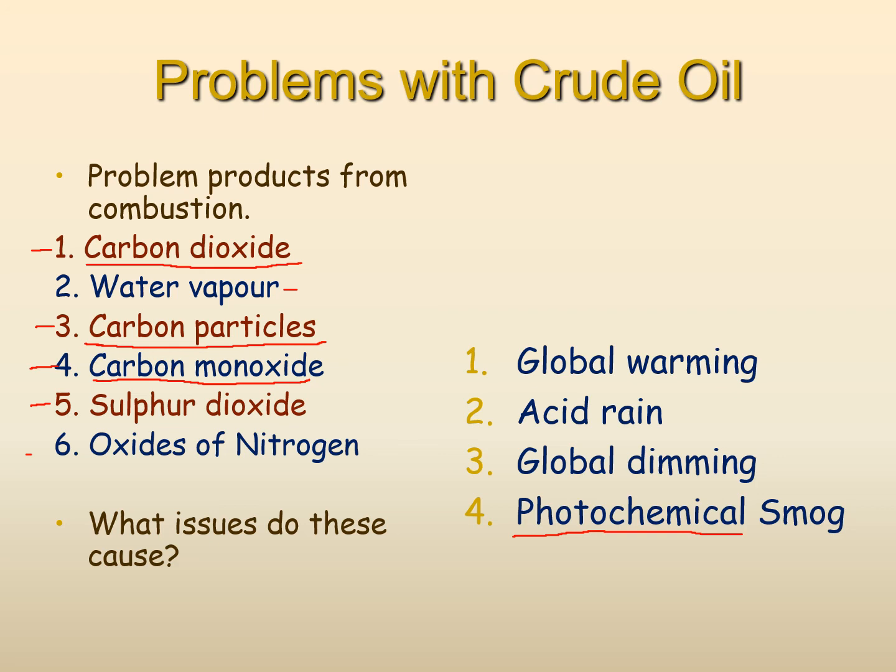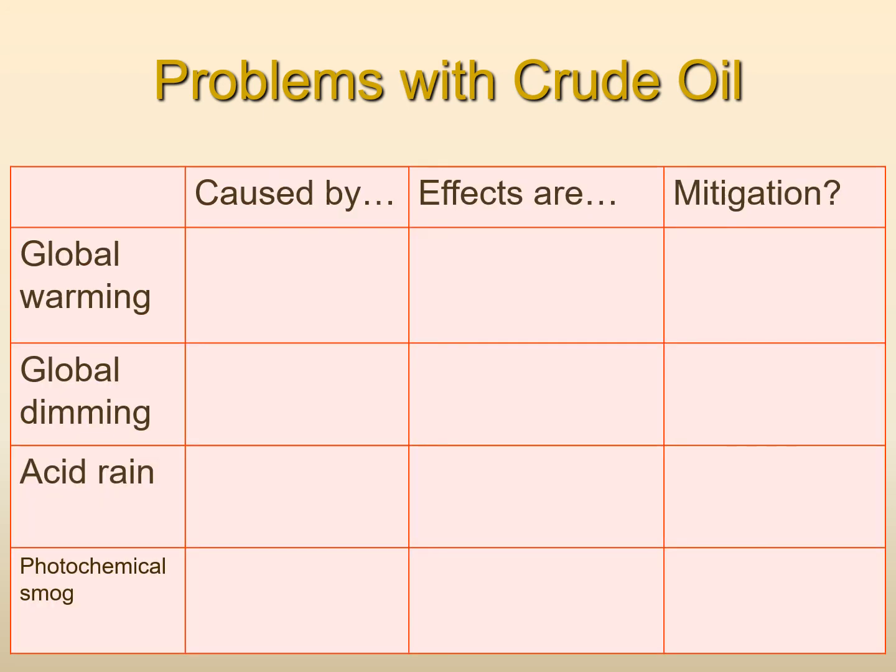So, we've discussed the key substances and mentioned briefly the key problems. What I'd like you to do is tabulate them. Your main task, other than the balancing of the equations for this week, is you'll need bigger boxes than this: caused by, effects are, and mitigation. So what causes global warming? What effect might or is it having? And what are we doing to minimise those effects?